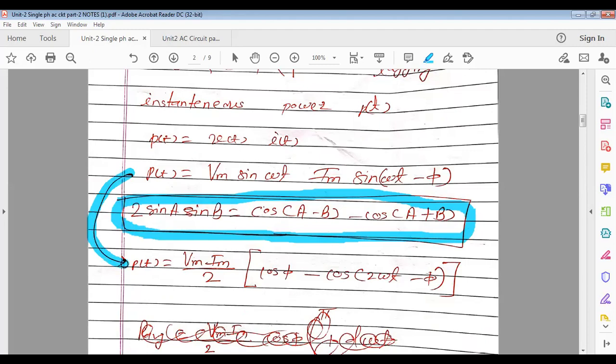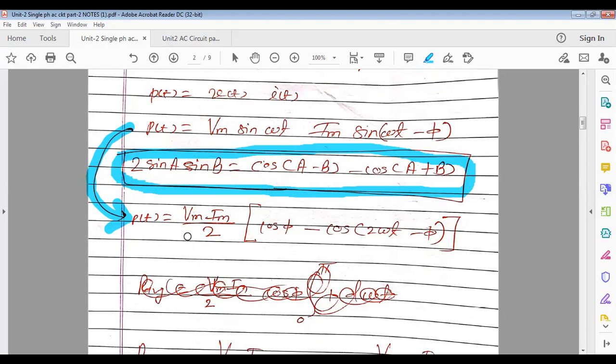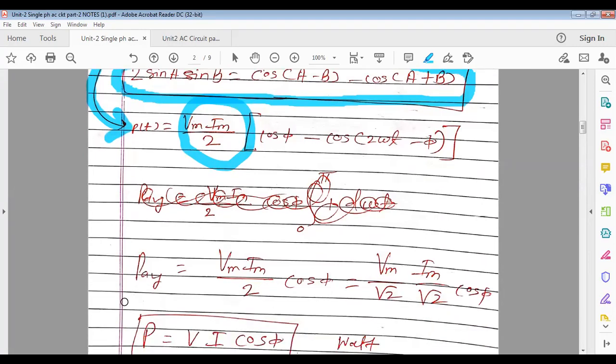It's just a part of mathematics. In 12th also you have applied the formula. So you will get cos phi minus cos of (2 omega t minus phi), upon 2. This one step, everyone got it? Yes, ma'am. Okay. Now simplify, multiply by this parameter inside the bracket. So you will get this one.